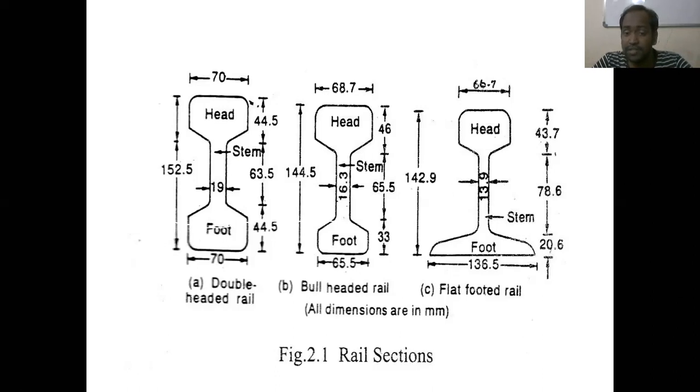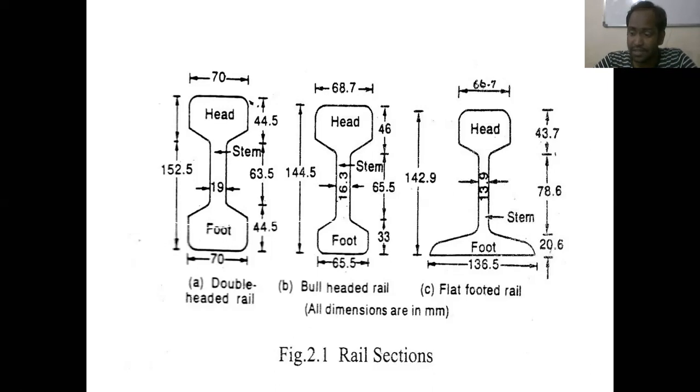And coming to dimensions of flat-footed rail, based upon their sizes and shapes only, the rails have been classified into three types. Okay, so coming to flat-footed rail, the width of head is 66.7 mm, and the width of foot is 136.5 mm, and the width of stem is 13.9 mm. And coming to their heights, height of head is 43.7 mm. From this figure, you can understand, and the height of stem is 78.6 mm, and the height of foot is 20.6 mm. Okay, now, so these are the various types of rail sections.